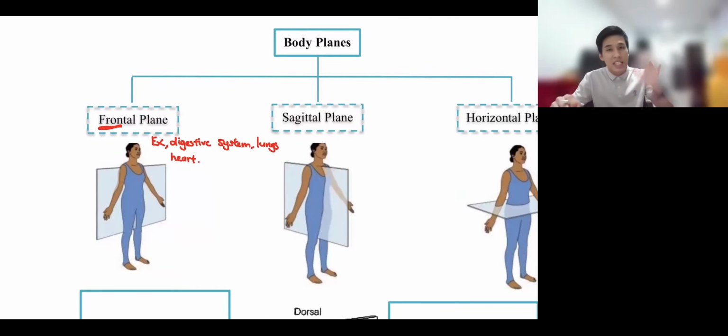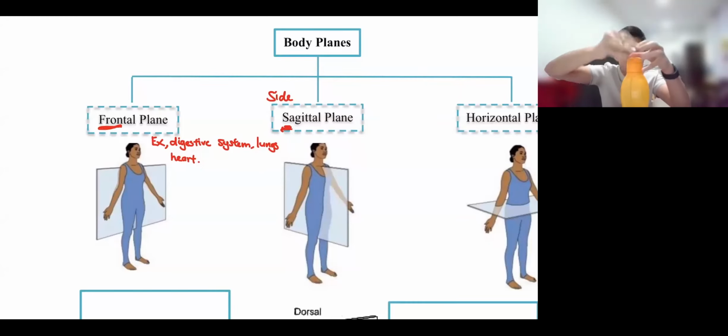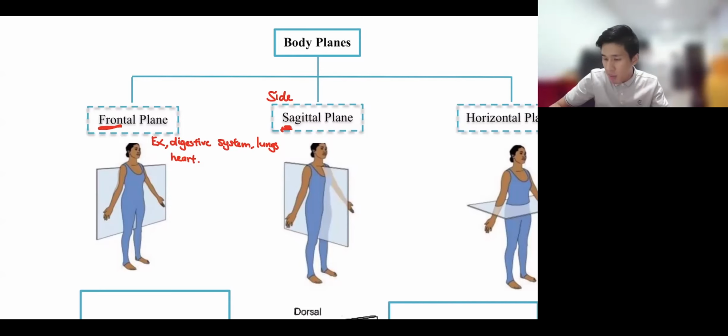Okay, the next one. Sagittal plane. Sagittal starts with S, just remember, side. So you cut already, you're looking from the left and right side. See the human body, you cut like this, so you separate it into left and right. So last time you all learned which part of the body, which organ, we look from sagittal, from the side. You all remember now.